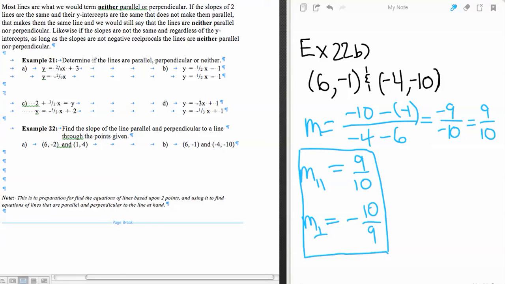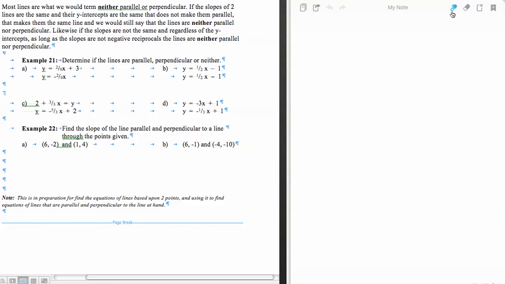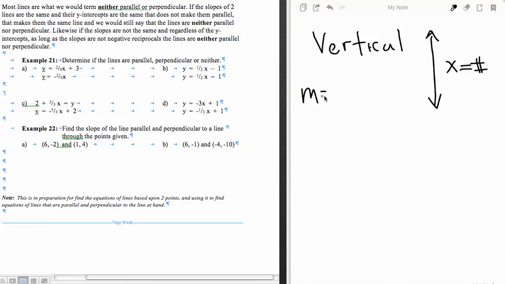Now, I think it's very important that we also realize how to find the parallel and perpendicular slopes when we have vertical and horizontal lines. So remember that our vertical lines are ones that go up and down like this. And remember that these equations look like x equals some number. And the slope on these type of lines, recall, is undefined.